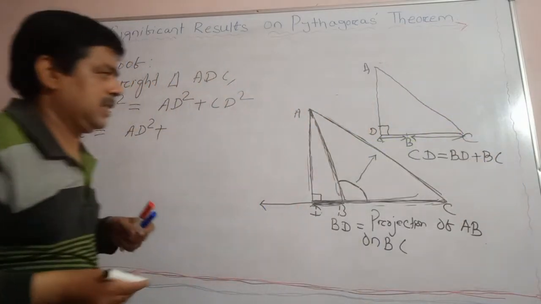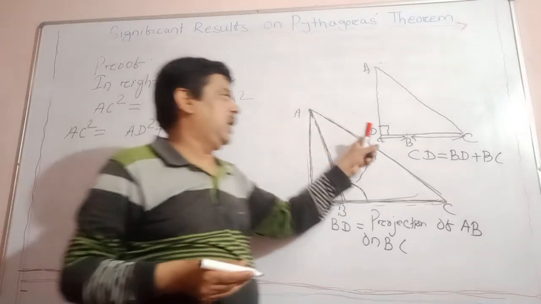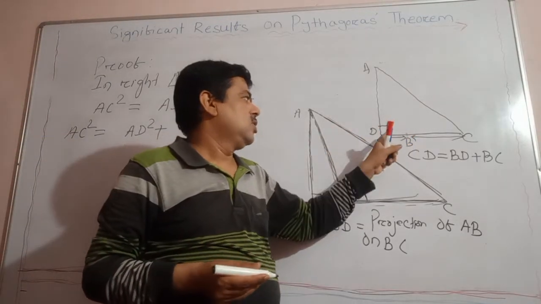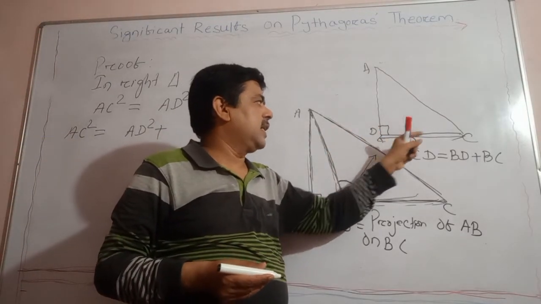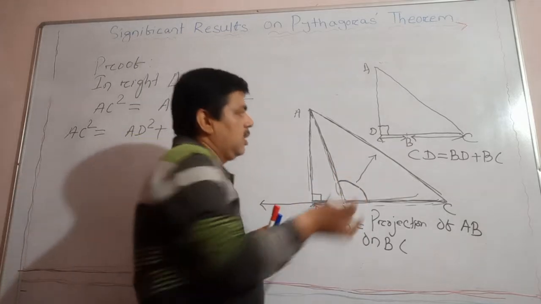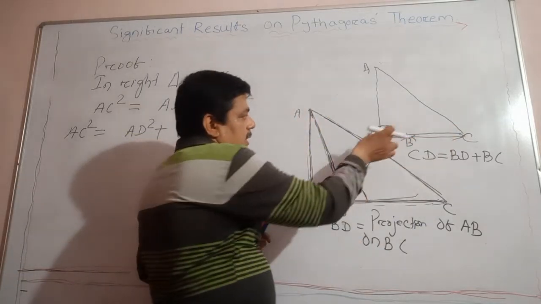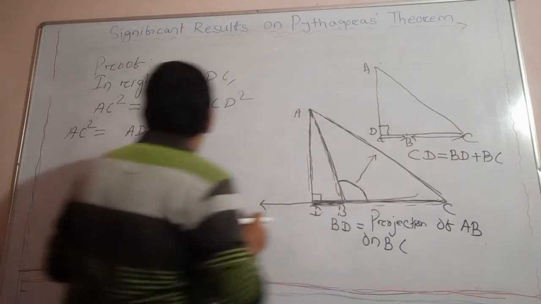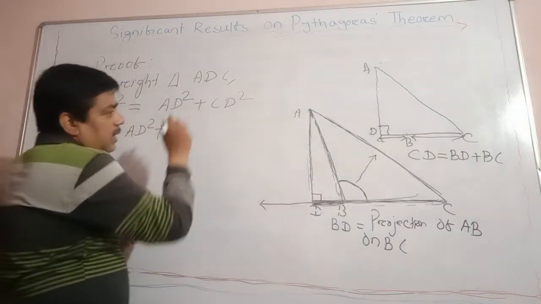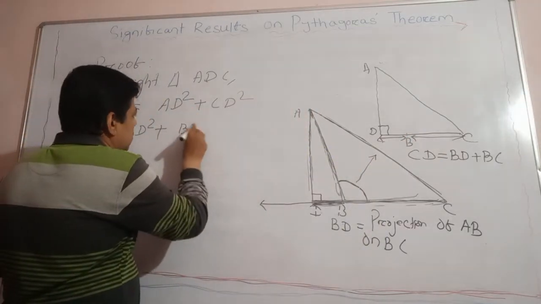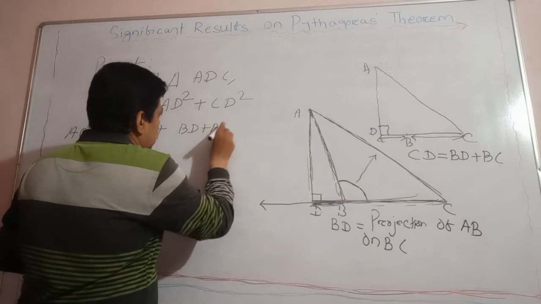CD is equal to line segment CD because the point B lies on the line segment CD. So the point B divides the line segment CD. That's why one part is BD, other part is BC. So CD line, total length CD is equal to BD plus BC. Right? So in place of CD, can I write BD plus BC? Yes or no? Whole square.